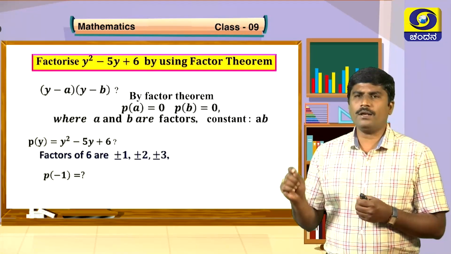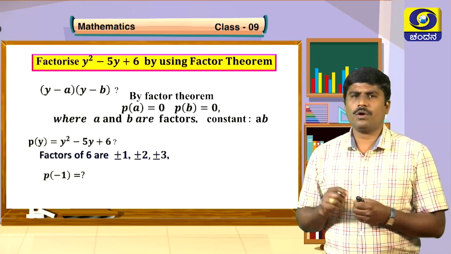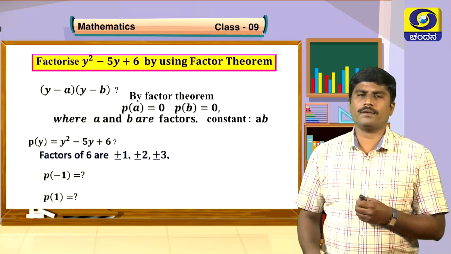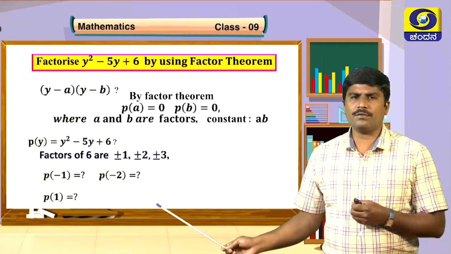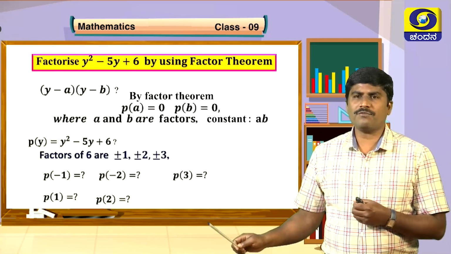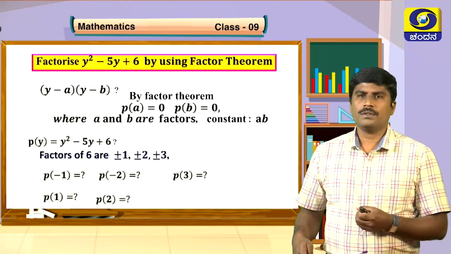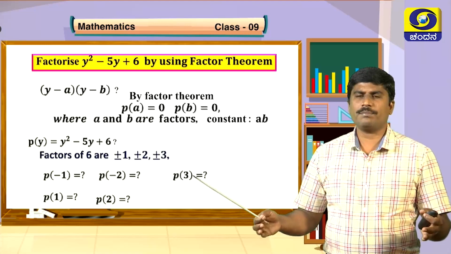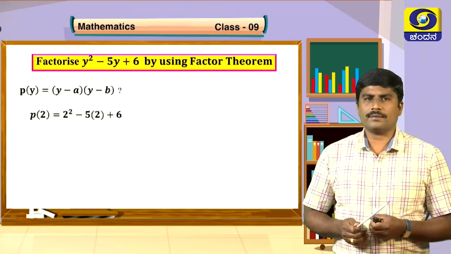If you put the value p of minus 1, what value will you get? If you put p of 1, what value will you get? Each and every one you have to check. If p of x or p of y becomes 0, then they are the factors of y square minus 5y plus 6. Let us understand one by one.